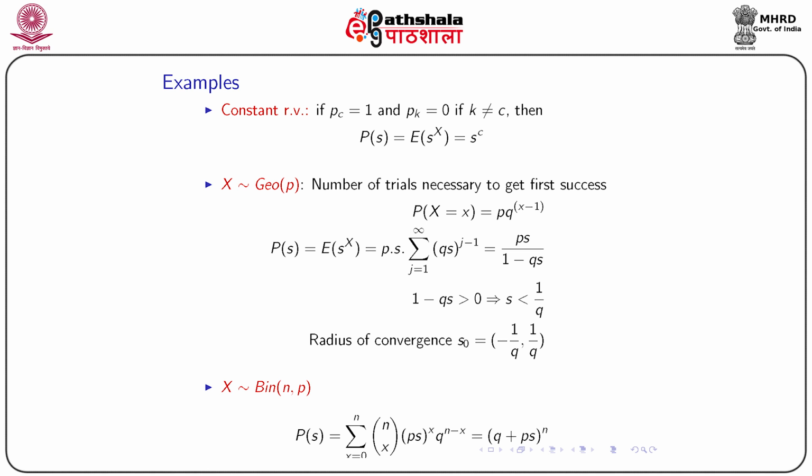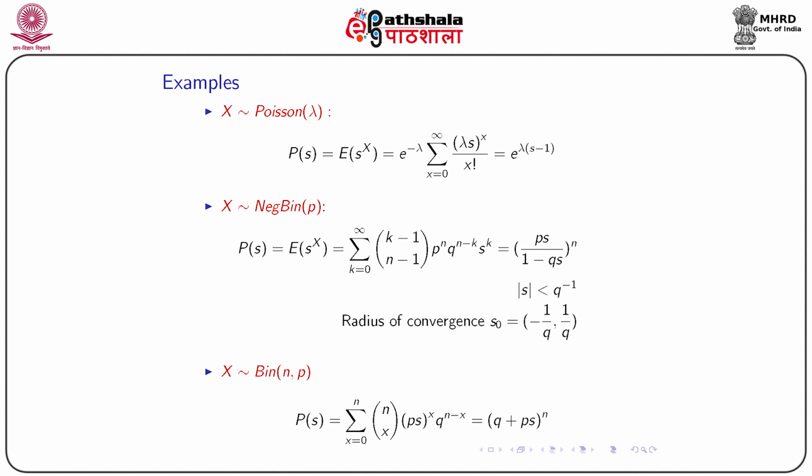Similarly, if I consider a binomial distribution, X follows binomial(n, p), then P(s) can be written as the sum over x from 0 to n of n choose x, p to the power x, q to the power n minus x, into s to the power x. Now you can club p and s together, then this will be nothing but (q plus ps) whole to the power n. So this is the form of the probability generating function of a random variable X, where X follows a binomial distribution with parameters n and p.